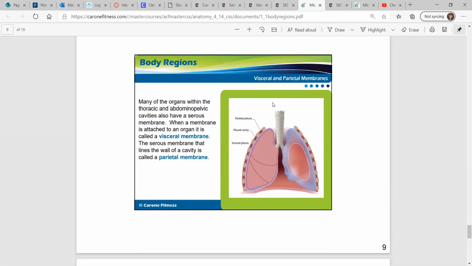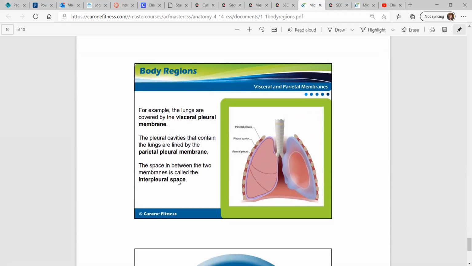Many of the organs within these cavities also have serous membrane. And when a membrane is attached to an organ, it is called a visceral membrane. The serous membrane that lines the wall of a cavity is called a parietal membrane. And you can see here the pleural cavity, which is where the lungs are stored. And then the parietal membrane and visceral membrane.